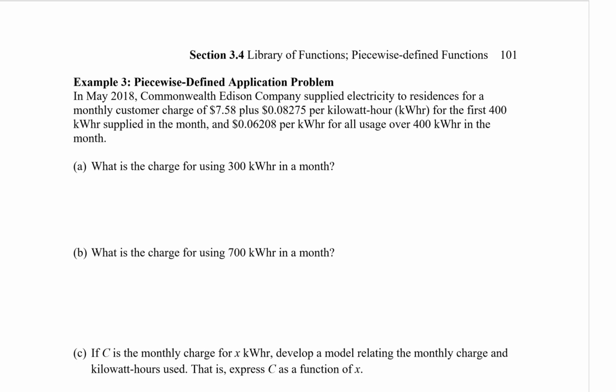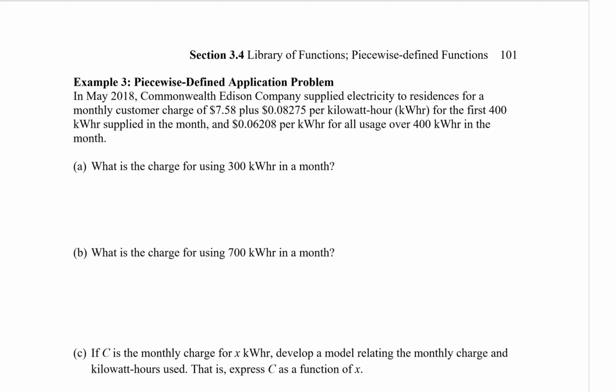So let's continue. In May 2018, Commonwealth Edison Company supplied electricity to residences for a monthly customer charge of $7.58 plus 8 cents per kilowatt hour for the first 400 kilowatt hours supplied in the month, and then about 6 cents per kilowatt hour for all usage over 400 kilowatt hours in the month. Okay, what is the charge for using 300 kilowatt hours in a month?